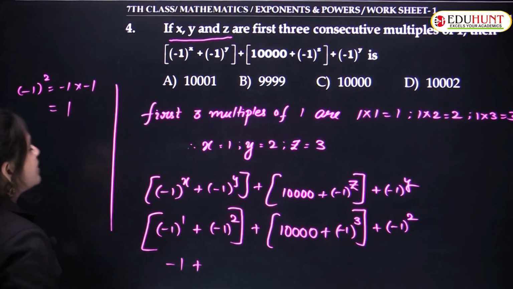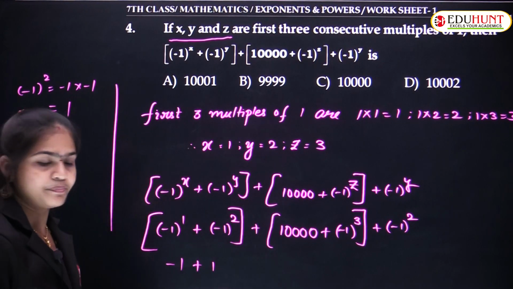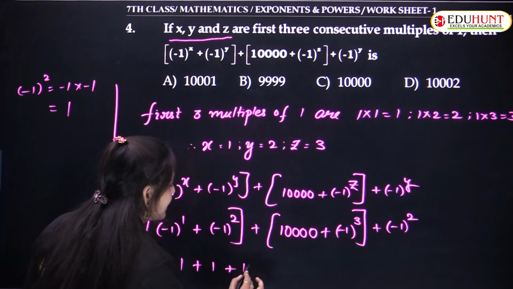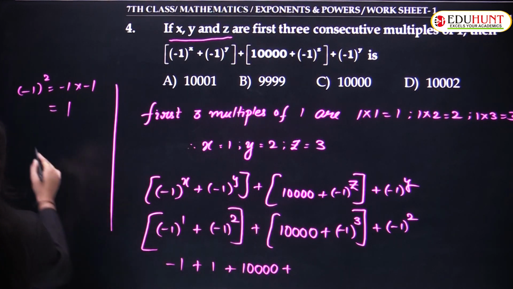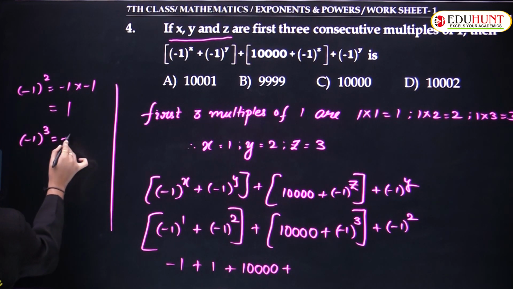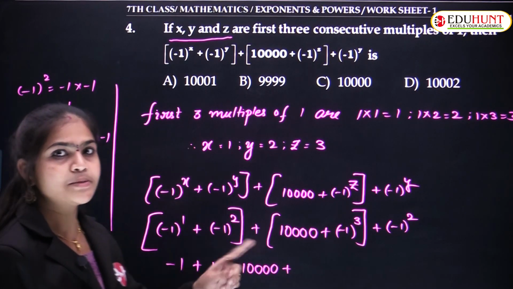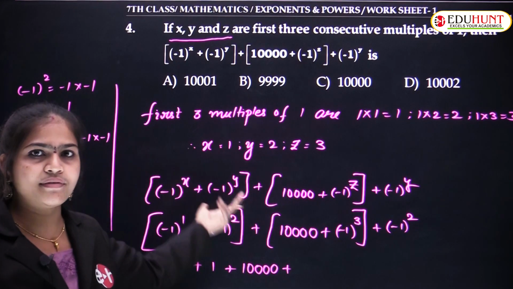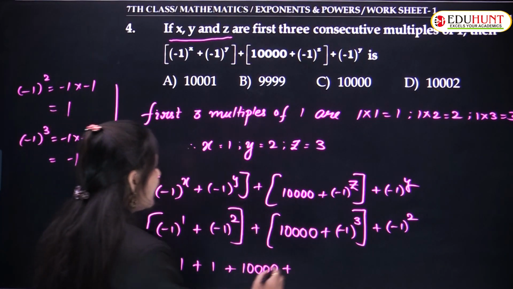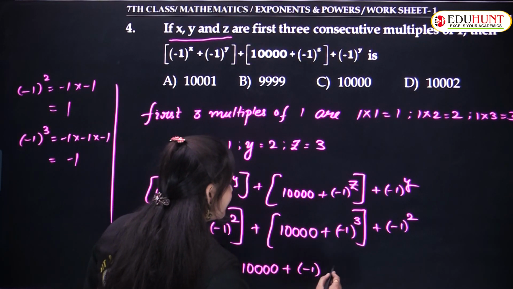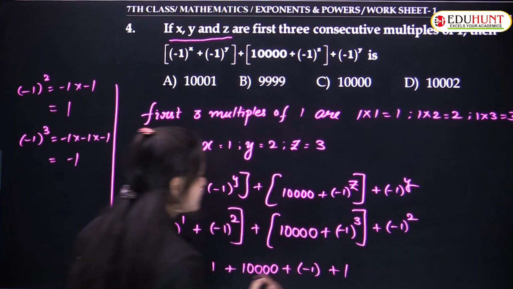So here we will get minus 1 into minus 1 is equal to plus 1. Plus here 10,000 plus of here minus 1 whole cube. Minus 1 whole cube means odd number of times, so again you will get minus 1 only. Minus into minus is plus, plus into minus is minus, 1 into 1 always you will get 1 only. So finally we will get here minus 1. And here plus of minus 1 whole square, here we will get plus 1.